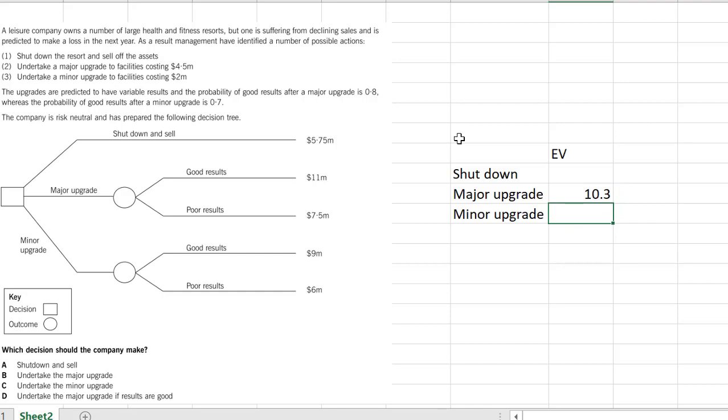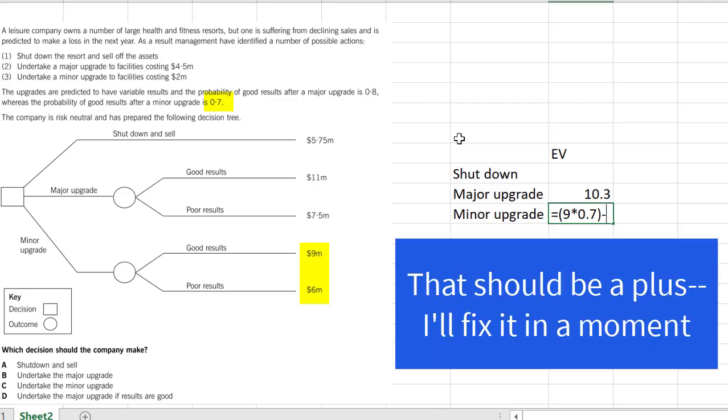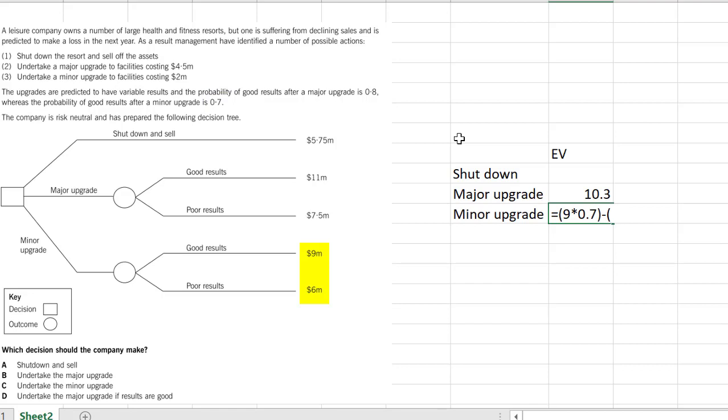And the minor upgrade then, that's going to be equal to that 9 million multiplied by 70%, 0.7, there it is right in the question, plus the poor results of 6 million, multiplied by 1 minus 0.7, or 30%, 0.3. Okay, there we go. And we get an 8.1.